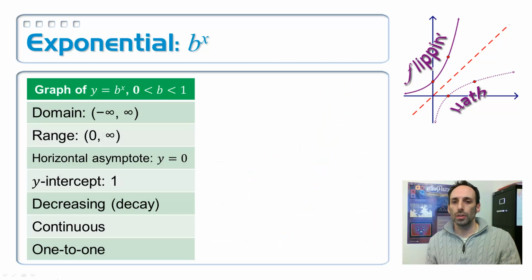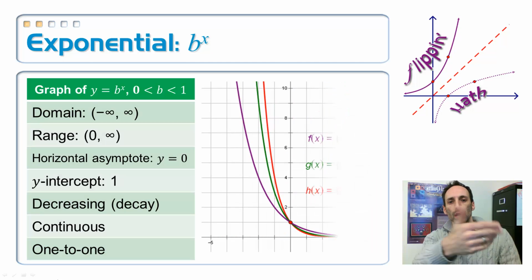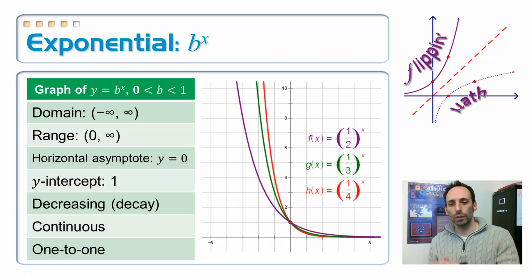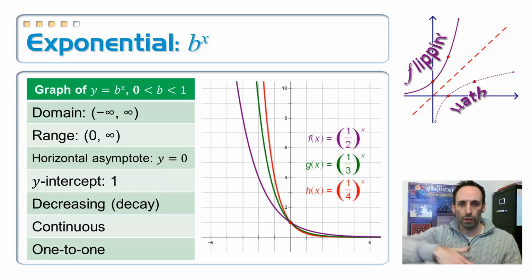Okay, so looking at the decay function, if you look over here on the left-hand side, everything is almost the same. The domain is still the same. The range is still the same. Horizontal asymptote in the same location, except now this is a decreasing function from left to right, and we call it an exponential decay.